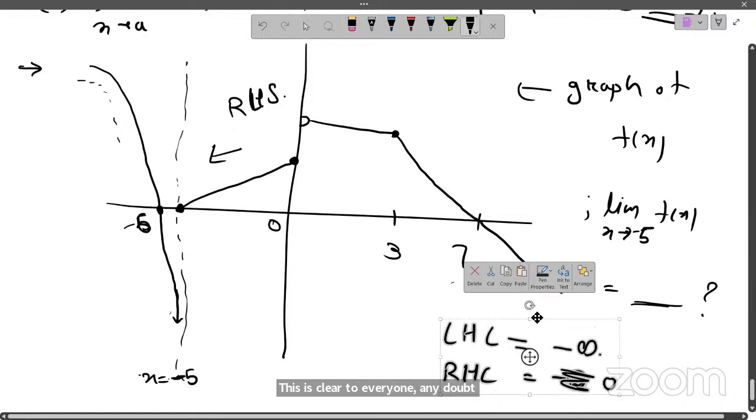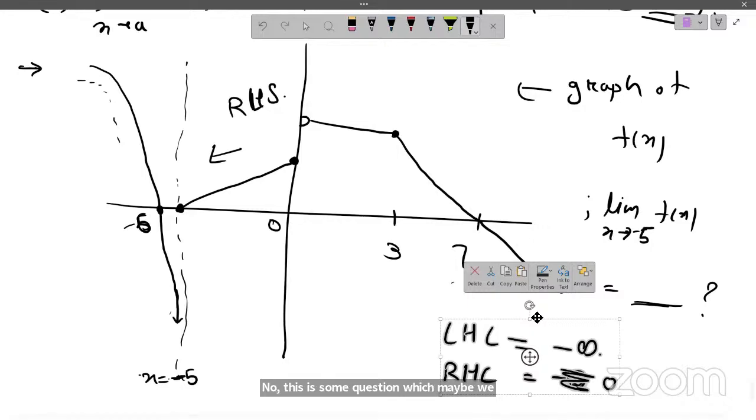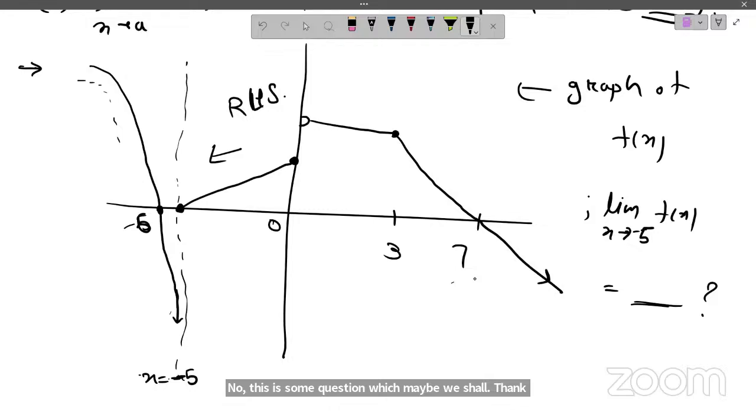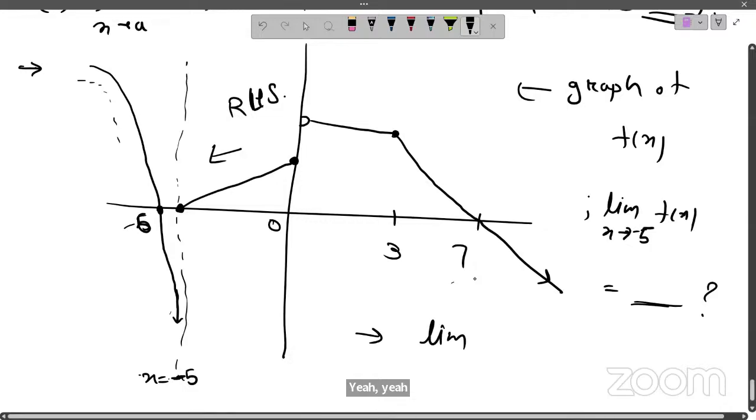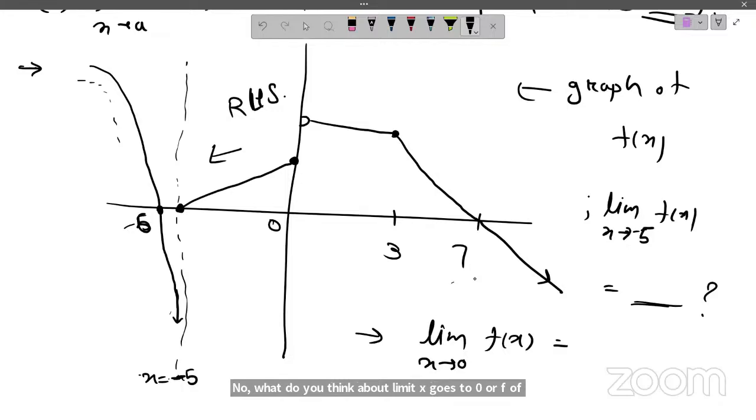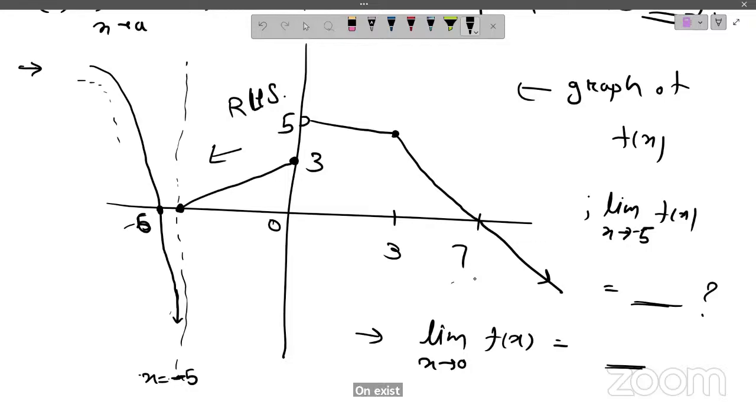Now this is some question which maybe Vishal sir, if he takes, he will discuss. So that's why I'm saying. This is clear, right? Now what do you think about the limit as x goes to 0 of f(x)? It does not exist. Similarly, it won't exist, right?